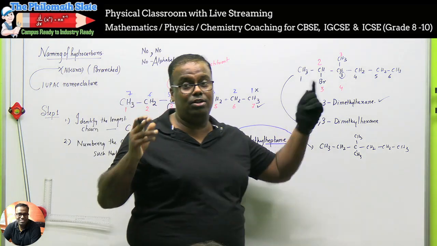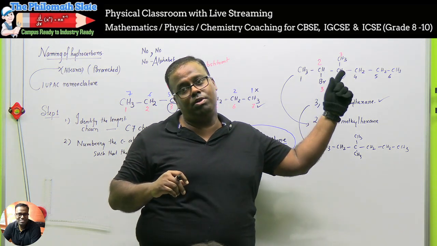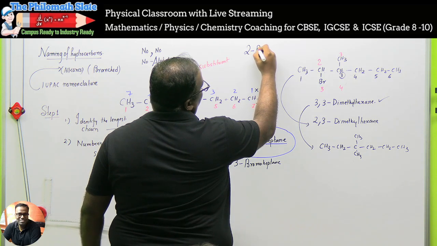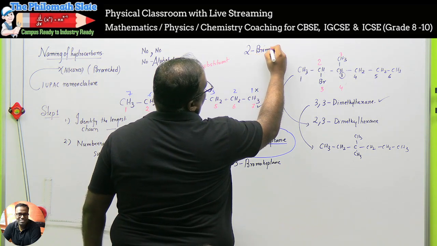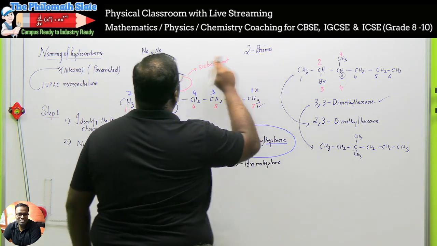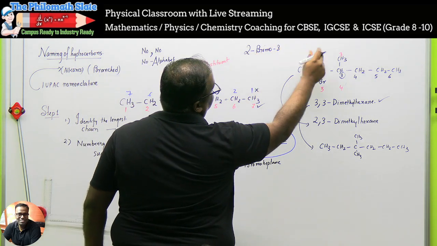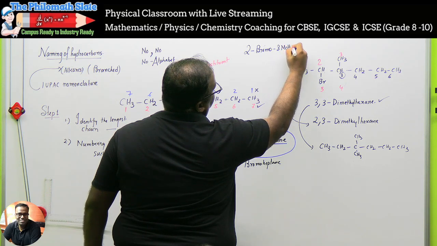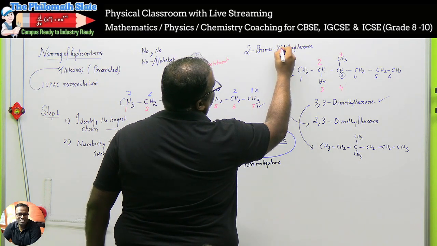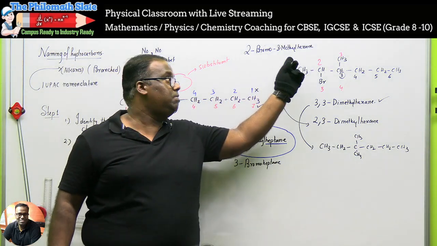You have to tell me where the node is, at 2 and at 3. At 2 you have a different substituent, at 3 you have a different substituent. So let's name it. Who is at 2? 2 bromo. After that, again it's an alphabet and a number, 3 methyl hexane. 2 bromo 3 methyl hexane.